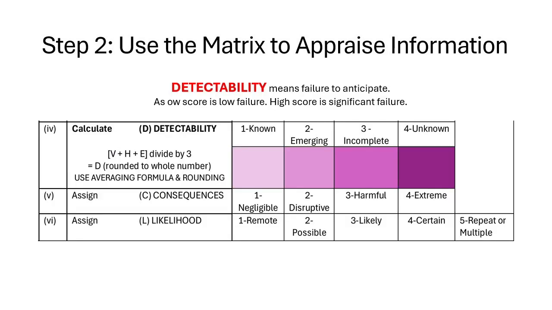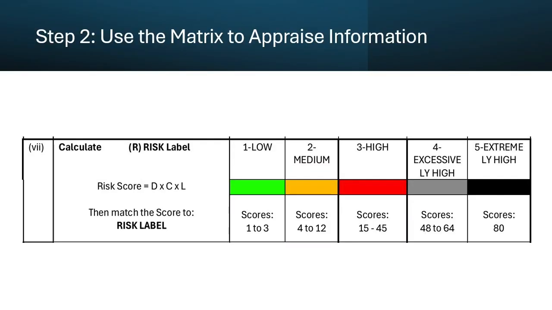Through an averaging formula, the vulnerability, hazard, and exposure scores help us determine the detectability score and corresponding label. Detectability means becoming visible, a factor to help us anticipate this risk. The detectability, the severity of consequences, and the likelihood of an incident happening become multipliers to each other. And that's how we arrive at a risk rating.